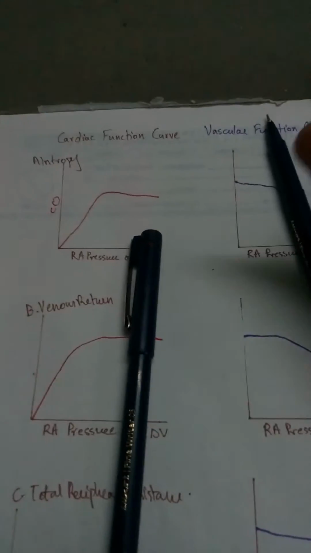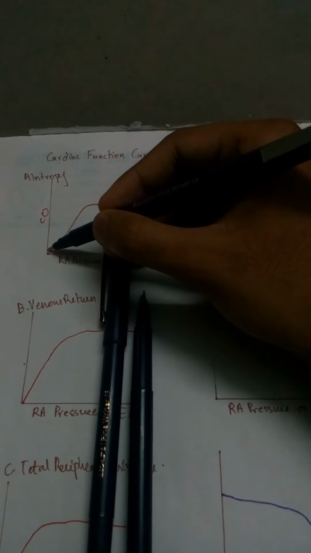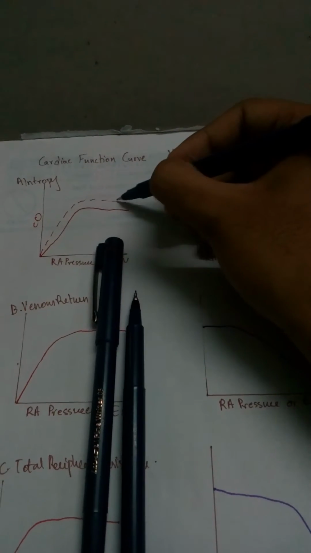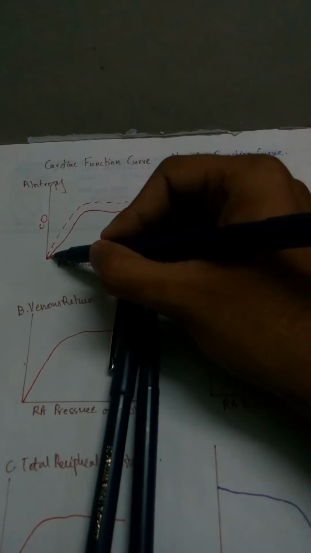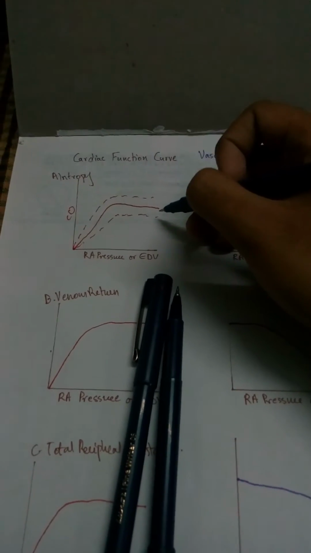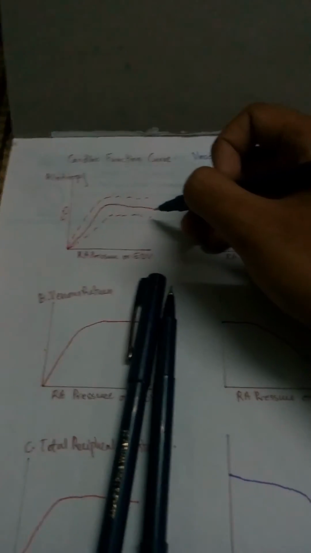The effect of inotropy is the contractility of the heart. When the contractility of the heart increases, the cardiac output increases, and when inotropy decreases, the cardiac output decreases. Increased inotropy can be due to catecholamines, digoxin, and exercise, whereas decreased cardiac output can be due to heart failure with reduced ejection fraction, narcotic overdose, or sympathetic inhibition. The effect of inotropy is not seen on the vascular function curve.